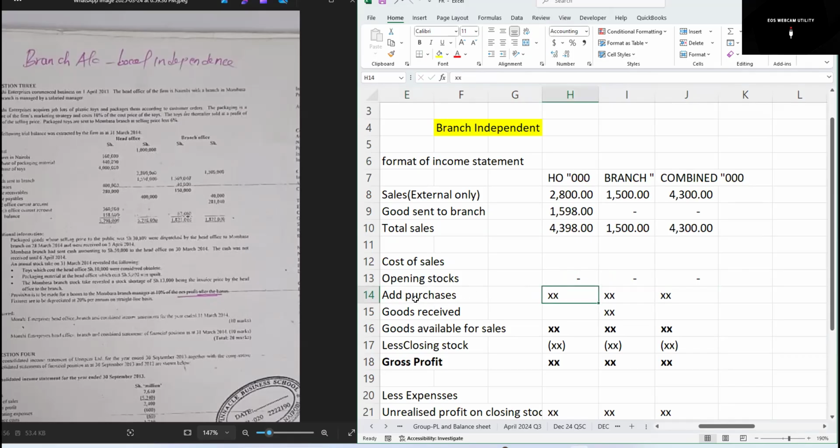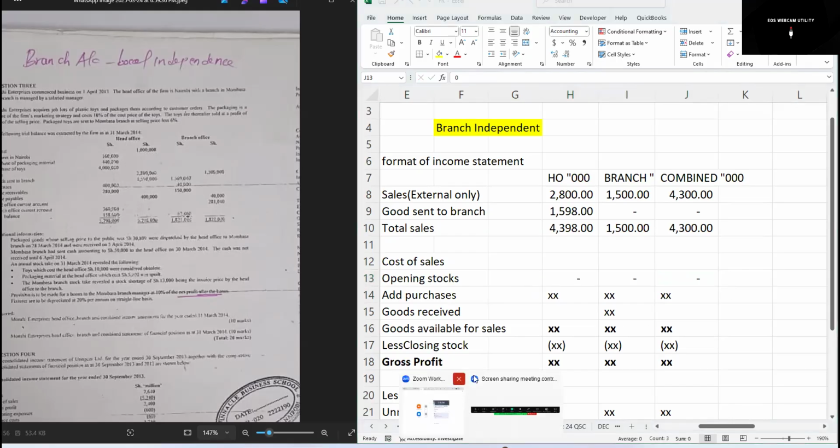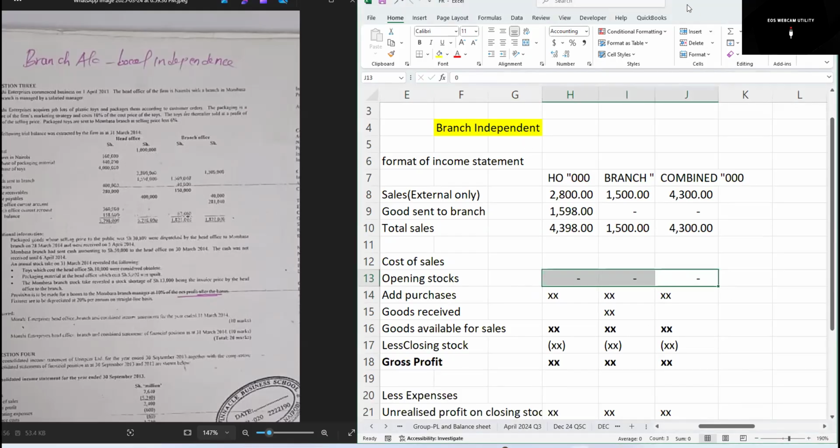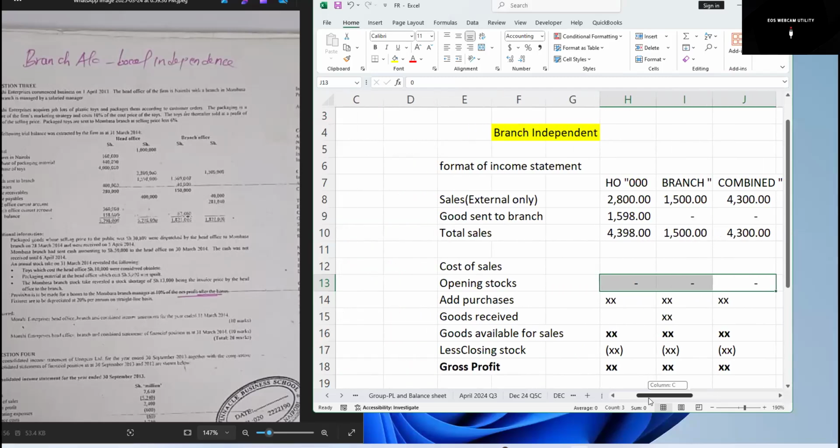Ama umeona opening? Sijui, hello, sijui kama screen yako una share ama ni mimi ndo sioni. Sioni kitu, iko tu black. Sijui kama mwenzangu anaona. Oh, I can see it now. Umeiona? Okay, mimi naona.